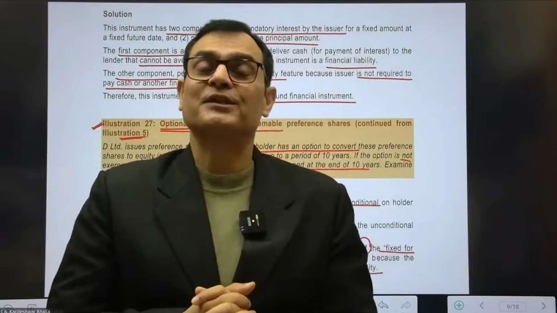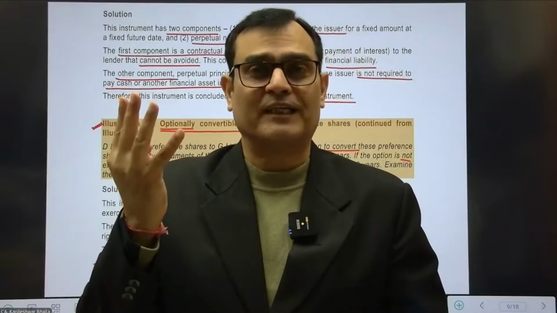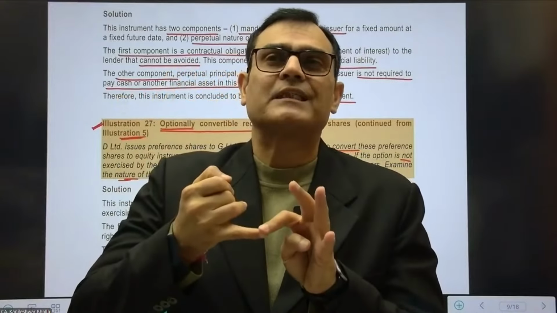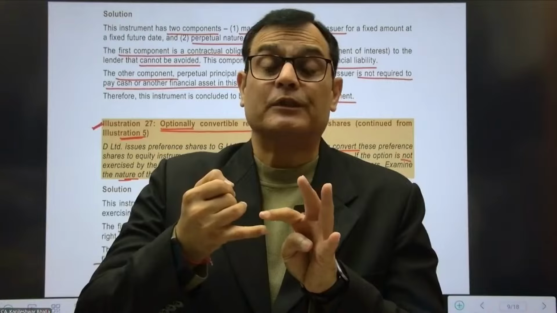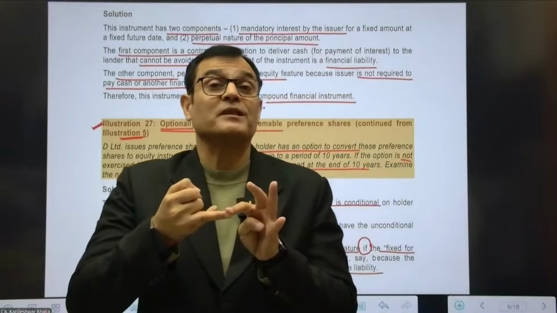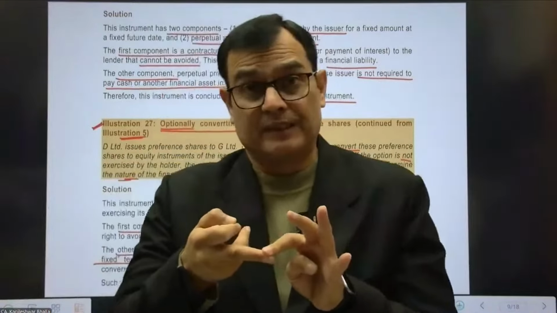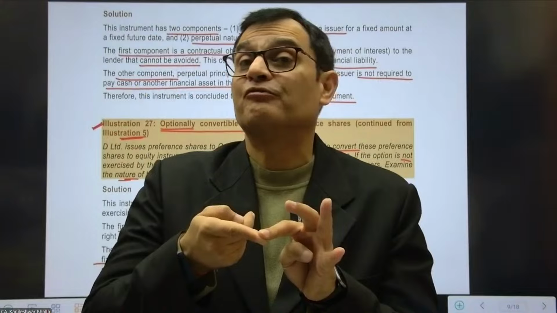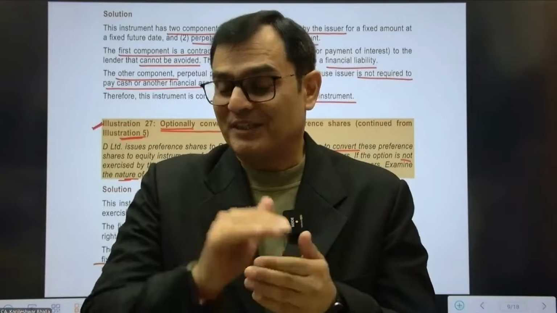Because when you look at agenda number two, we need to be clear on 4 kinds of CFIs and how the accounting is done A to Z. Perpetual debt, when the coupon rate is less compared to the market rate. It could be optionally convertible instruments. It could be partially convertible instruments. Or it could be mandatorily convertible instruments, which will be converted to shares in the end. So we're going to work upon these 4 agendas now.